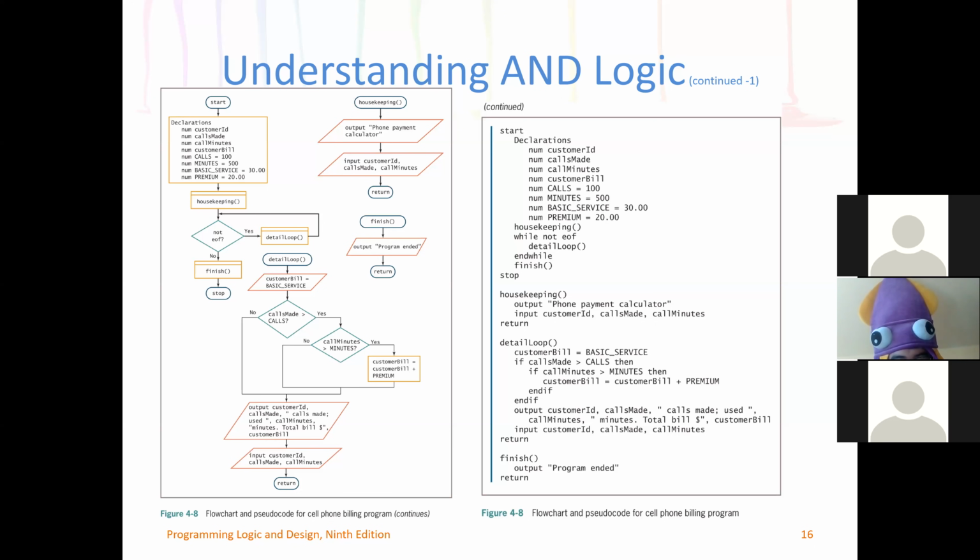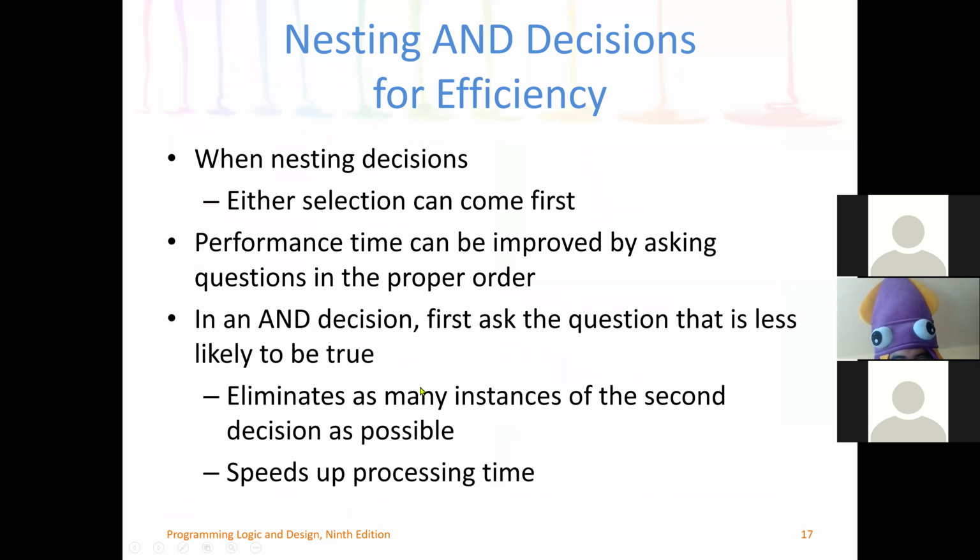So that's what we are learning here. Here, these two conditions have to be true in order to execute this. Now, nesting and AND decisions for efficiency.